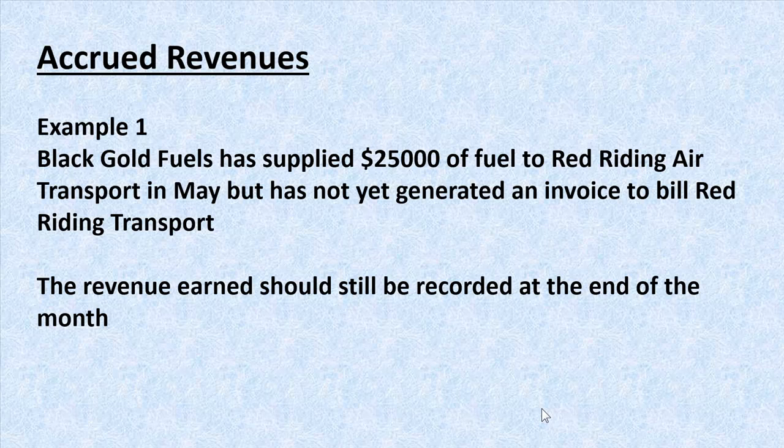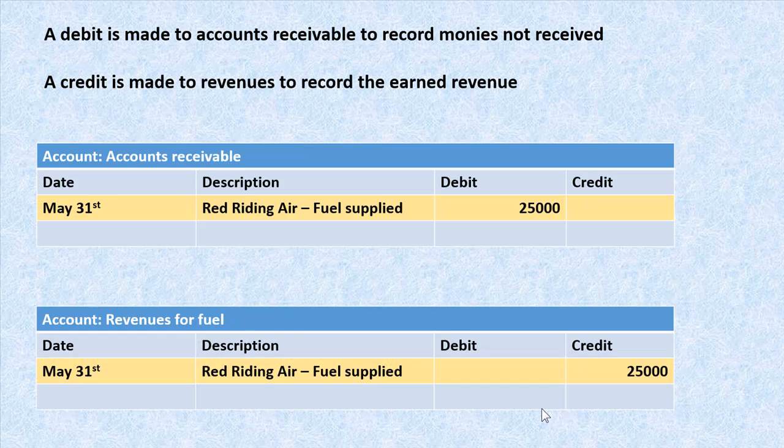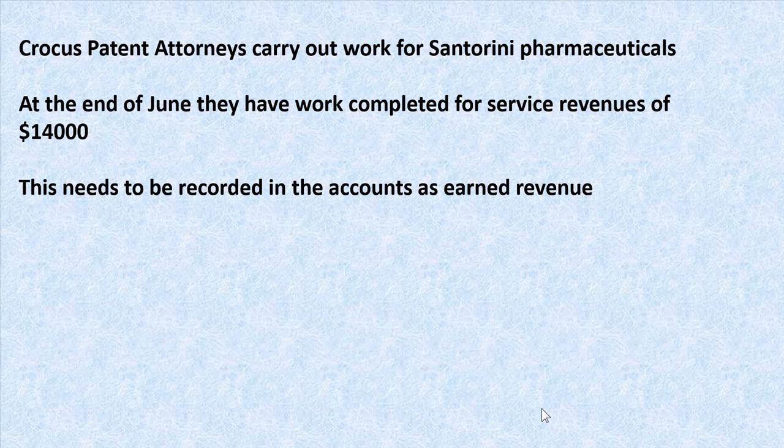Black Gold Fuels has supplied $25,000 of fuel to Red Riding Air Transport in May, but it hasn't yet generated the invoice. Nevertheless, it has in fact earned the revenue in May, so it should be recorded in the accounts at the end of the month. To make that record, we debit accounts receivable with $25,000 and we credit revenues with $25,000 to record the earned revenue, and that's our adjustment for the accrual.